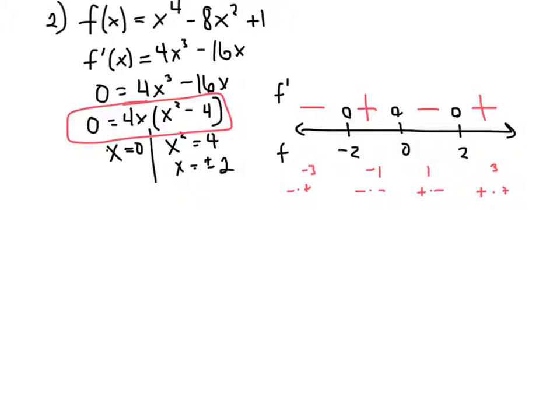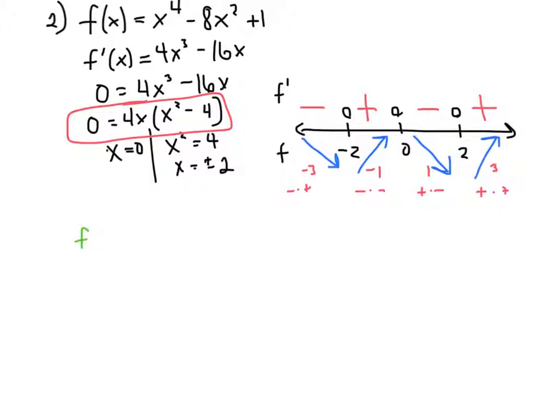All right, so what does that tell us about the graph of f? Well, where the derivative is negative, we're decreasing. Where the derivative is positive, we're increasing: decreasing, increasing. From that, we're able to make our conclusions about the graph of f. So, the intervals of increase and decrease.